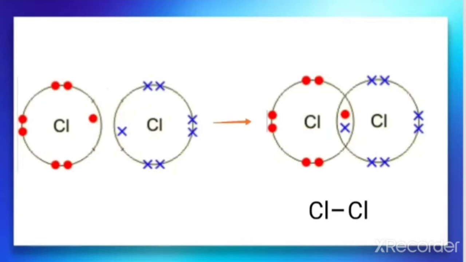How can we say one pair of electrons? Because when you look at this, one electron is shared from each side. So we can say that there is one shared pair of electrons. Therefore, we are making a single line. So a single line represents one pair of shared electrons. One pair means 2 electrons. It means that there are 2 electrons which are shared between the two chlorine atoms. Such a type of bond is called a single covalent bond.